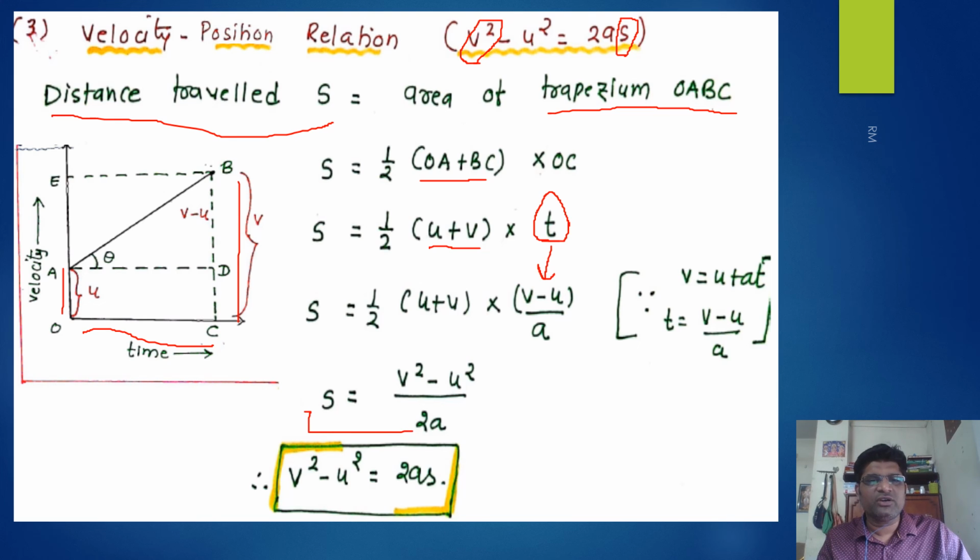Take this 2A on the other side with S, so it becomes V square minus U square is equal to 2AS, and that's it. You have your third equation of motion for uniform acceleration. Got it? You don't always have to draw this graph. Draw the graph once only, and from that you can derive all the three equations. You don't need to keep on drawing the diagram for every relationship. Got it? Good.